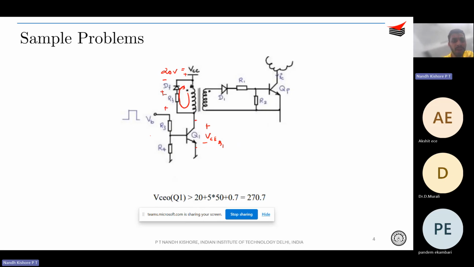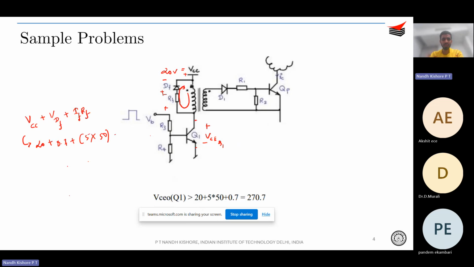So if you write KVL, what do you get? VCC plus VDF plus IFRF, correct? So that is why you get 20 plus 0.7 plus whatever is the IFRF, right? So 5 into 50. So that's why you end up with 270.7, right? So obviously you need to find out VCE. So consider the device to be in the off state and then you proceed, you get the answer, right?